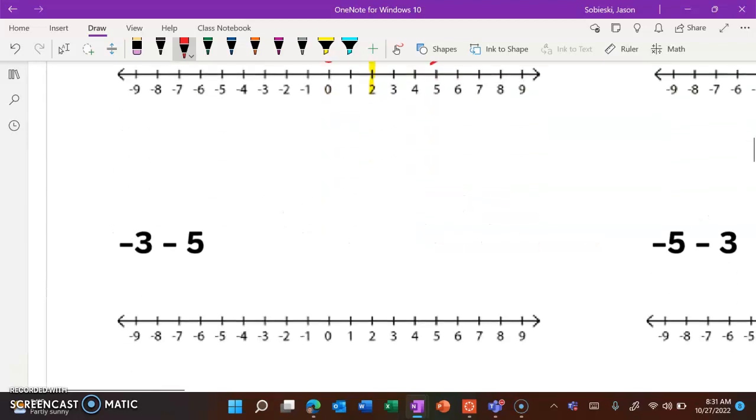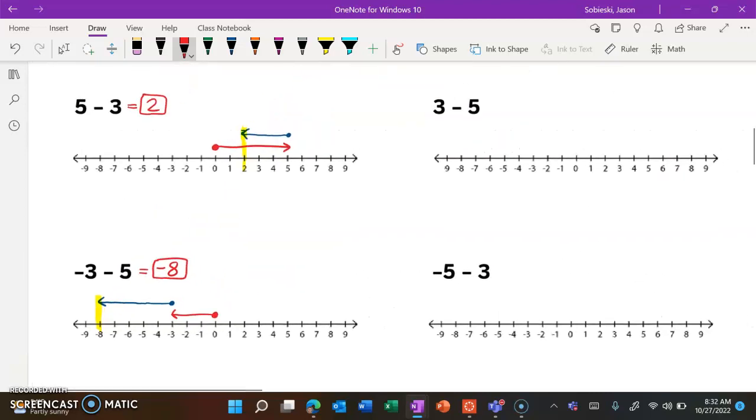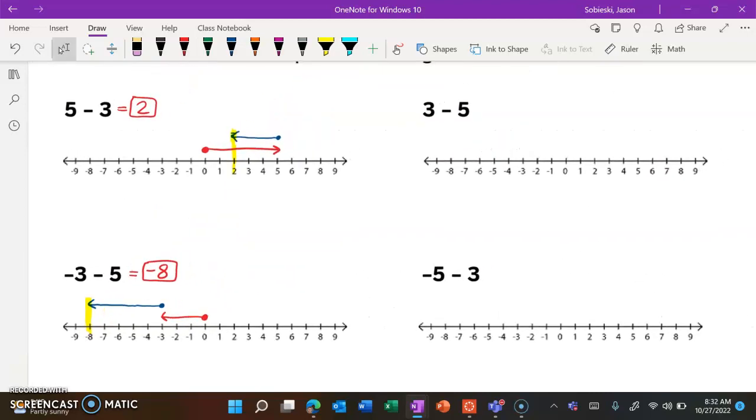We're going to do one more together and then have you try a couple. How about negative 3 take away 5? Again, always starting at 0, we're going to go negative 3, like that. And then we're going to take away another negative 5. If we do that, it would put us at negative 8 for this one. Okay, I'm going to zoom out. I need you to pause the video and see if you can try the next two, and then we'll check.